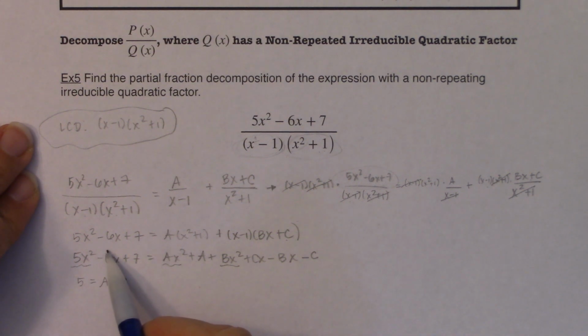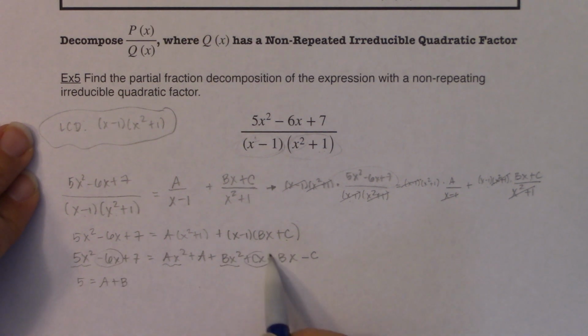All right, and then let's look at the linears. So I got negative 6x. I have a cx, and I have a minus bx. So then negative 6 has to equal negative b plus c. You could write c minus b. Sometimes I like to leave them in alphabetical order, just a personal preference. And then last I have 7 here. I have a and I have minus c. So 7 is going to be equal to a minus c.